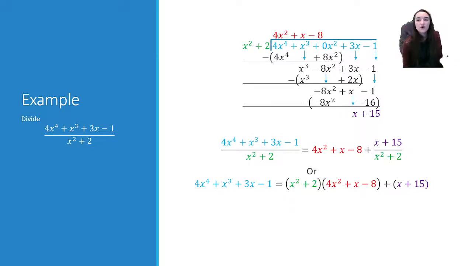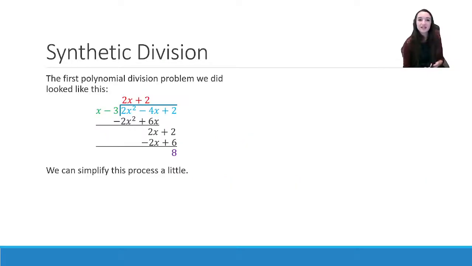Now, another possibly simpler way to go about this, with very specific requirements, is called synthetic division. Our first polynomial division problem that we did a few slides ago looked like the following. We've already gone through this, so I'm not going to go through it again. But I'm going to simplify it. I'm going to get rid of a lot of the parts of this. I'm going to get rid of the x's and the first terms and all of that, and we're just going to look at it looking like this.